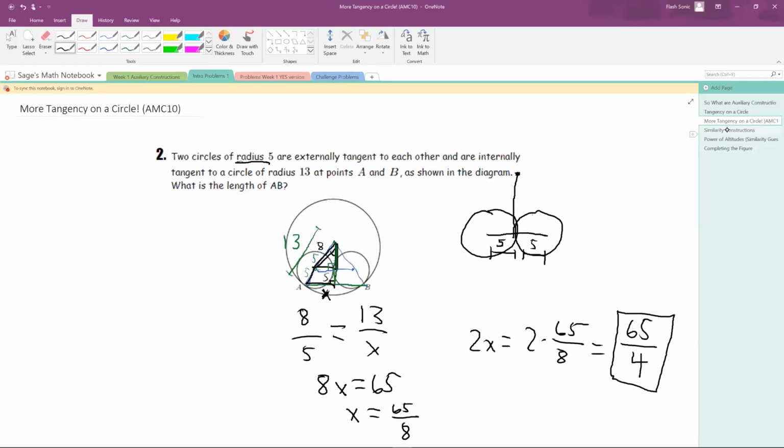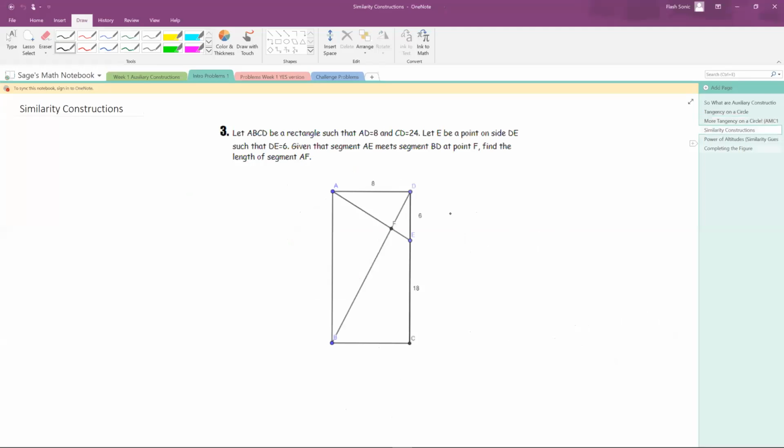So I'll quickly be moving on to the next type of auxiliary construction, which is similarity constructions. I highly recommend that you guys pay attention to this one, because I used to miss these types of questions all the time because I never knew where I was supposed to draw the extra lines to create similarity. But after doing enough of these problems, I eventually got the hang of it. I may have missed this problem 10 times. Okay, probably not 10, but somewhere closer to 6 before I finally understood what I was supposed to do. So I'll give you guys some time to read the problem and think about how to do it.